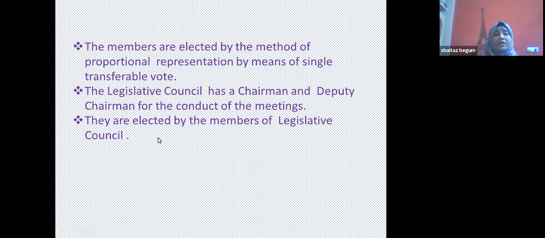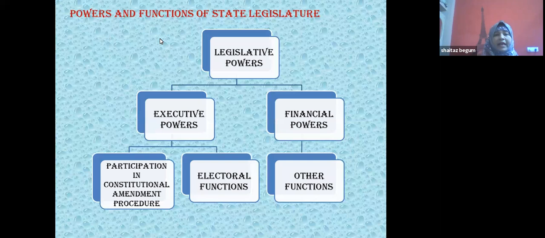Now let us discuss the powers and functions of the state legislature. You can see we have different functions of powers, participation in constitutional amendment procedure, electoral functions, and other functions. These are the 6 different functions which the state legislature performs to take care of the administration of the state.